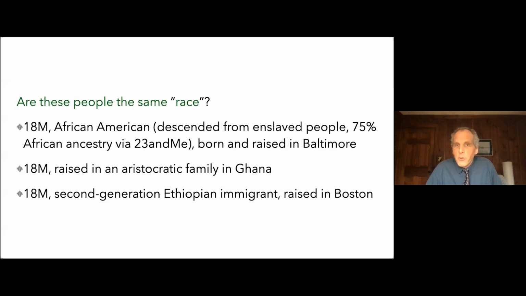Consider 3 people, each of whom I might meet as a Harvard freshman if they arrive next fall. One might be a self-identified African-American descended from enslaved people, likely with 75% West African ancestry, who was born and raised in Baltimore. Another might be from an aristocratic family in Ghana. A third might be a second-generation Ethiopian immigrant born and raised in Boston. Do these 3 people have anything meaningful in common, either in terms of their ancestry and genetics, or their lived and internalized experiences of racism? Not necessarily. So why should our healthcare system treat all 3 of them as one type, distinct from all other humans? It just makes no sense to me at all.